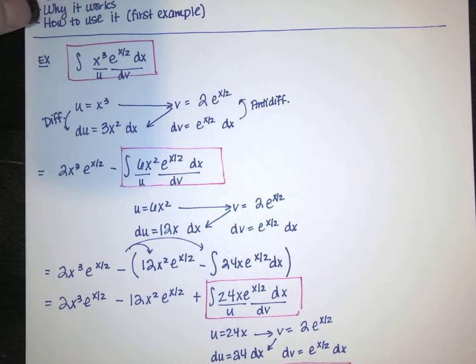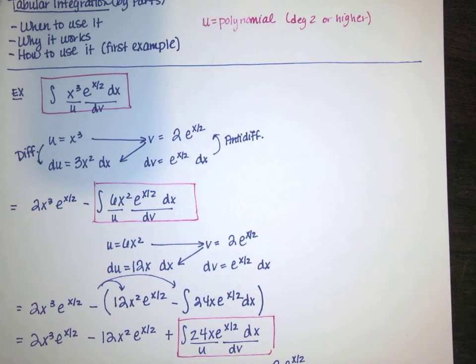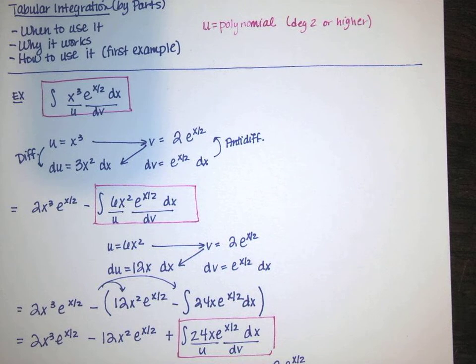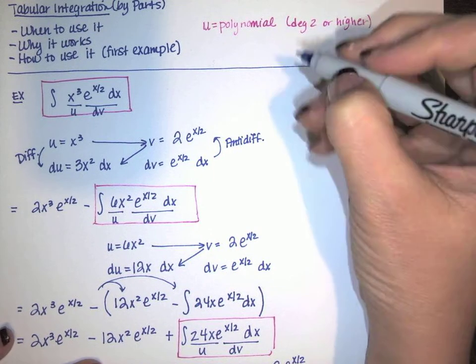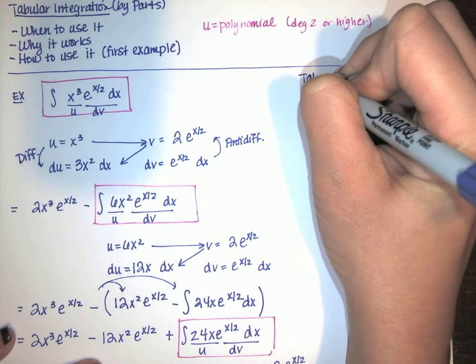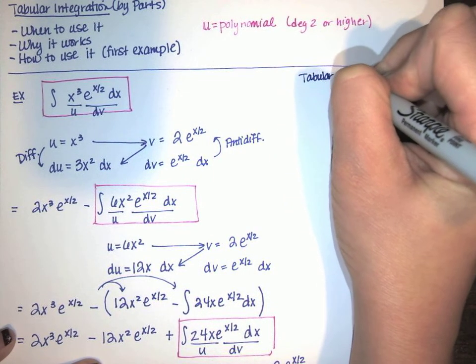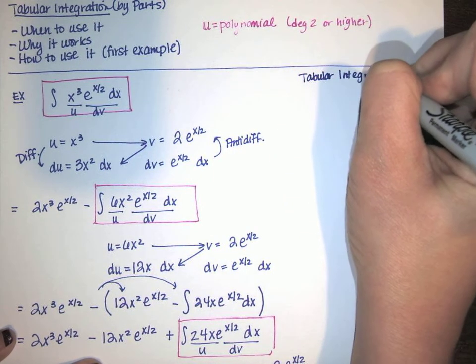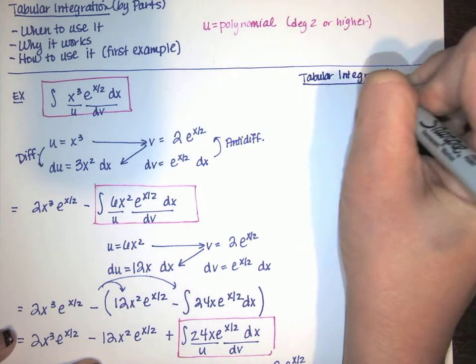There is an easier way called tabular integration, and tabular integration is going to allow us to do this much, much faster and much, much simpler. So here's how it works. We call it tabular because we're going to put everything in a table.